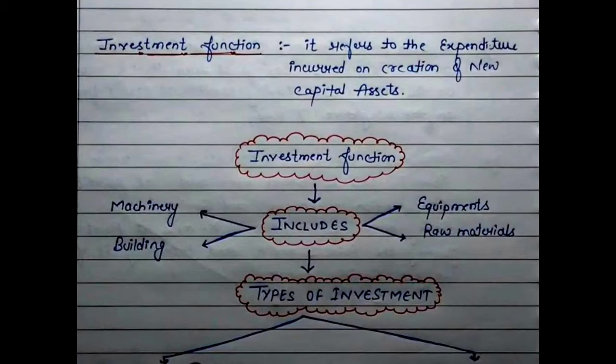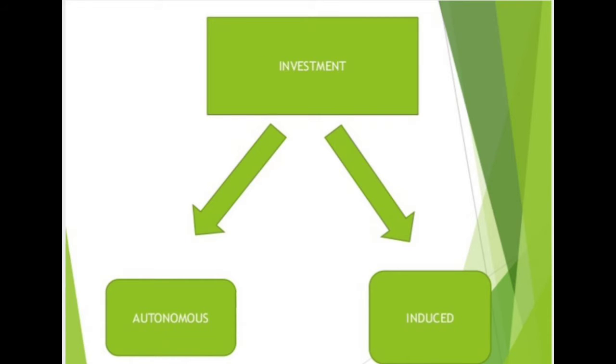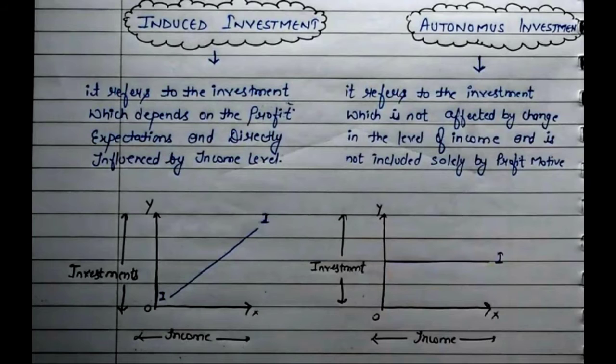Now, this investment is of two types: autonomous investment and induced investment. Let's first understand autonomous investment. Starting from the right hand side, let's take one example. Nowadays we are teaching in online classes, so we need a good quality phone, camera stand and other things which do not give me any profit. This kind of investment, which does not give me any profit, is known as autonomous investment.